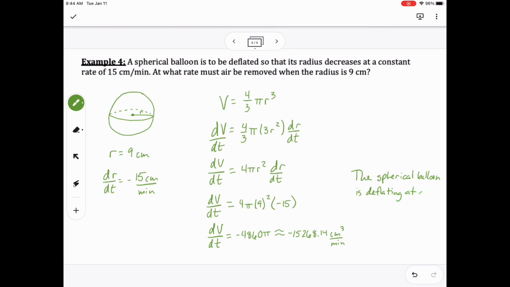So our sentence for our final answer will be, the spherical balloon is deflating at a decreasing rate of negative 15,268.14 centimeters cubed per minute. Okay, thanks.